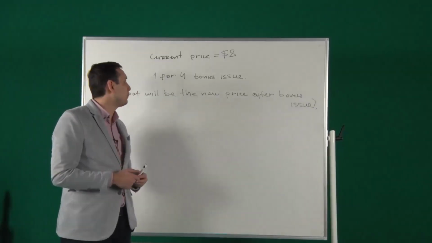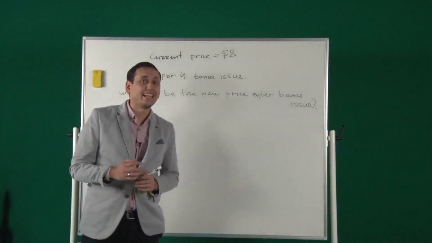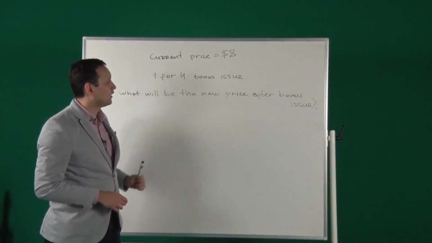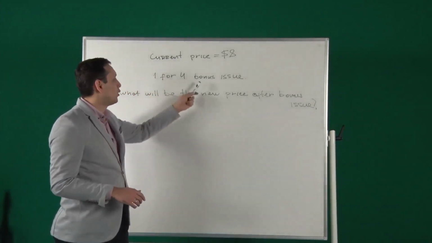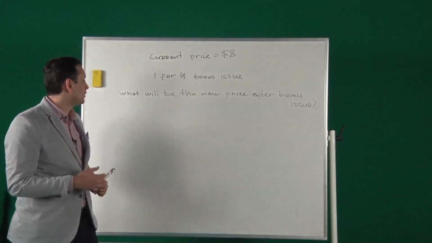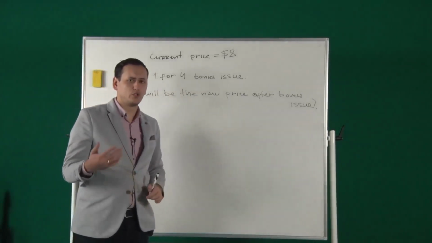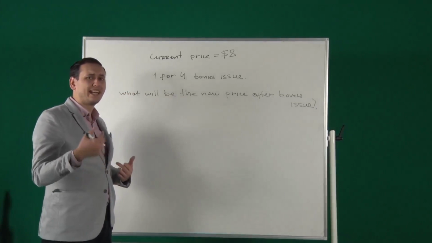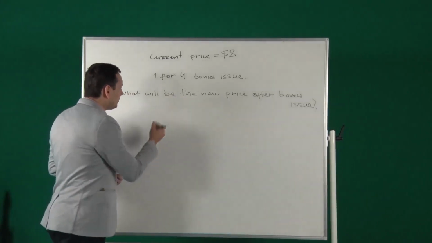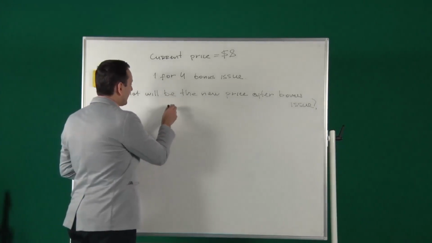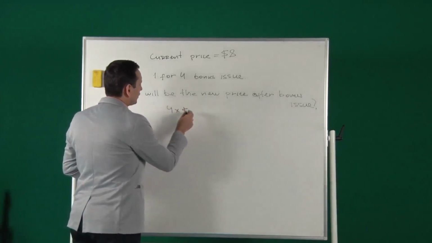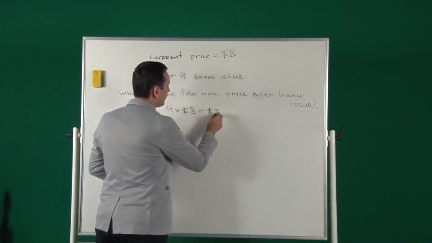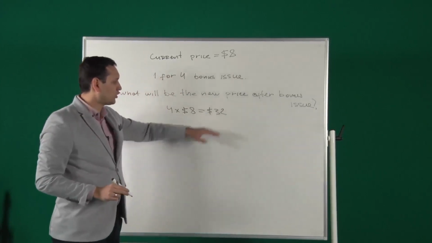Now let's consider this example here. The current price of a stock is $8, and the company offers you one stock for every 4 stocks you own. So one stock bonus issue, right? So 1 for 4 bonus issue. What will be the new price after the bonus issue? So imagine you have those stocks and you're getting one extra stock for every 4 stocks that you own. What will be the value of your 4 stocks at $8 per share? That's going to be 4 stocks multiplied by $8, and you're going to have $32 worth of shares.